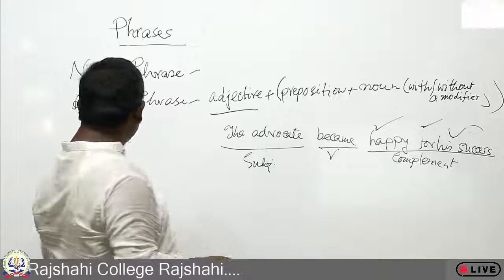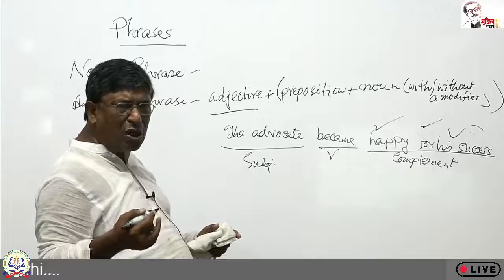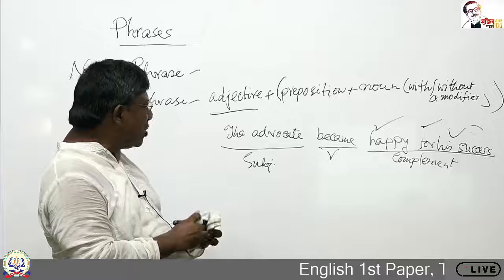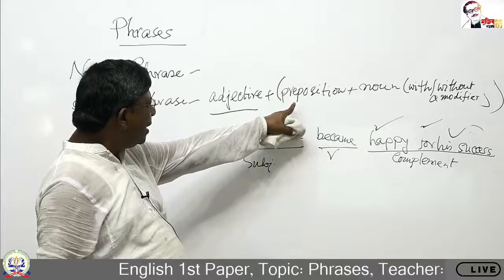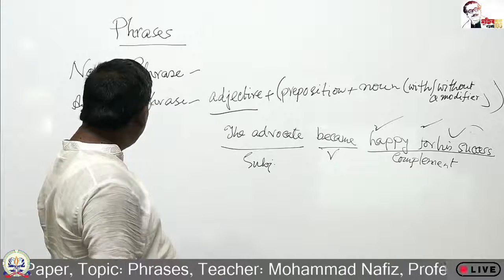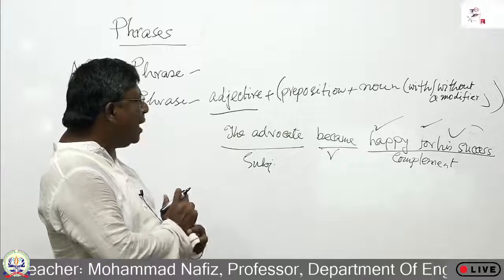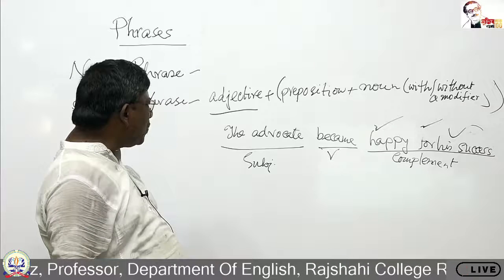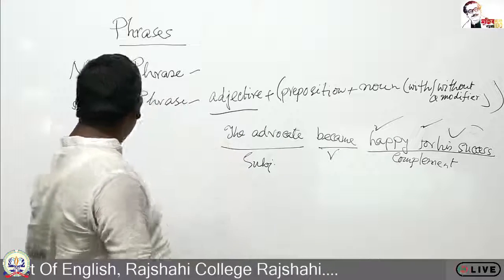In the earlier discussion, we learned the construction of a prepositional phrase or an adverbial phrase. And in that discussion, we learned that an adverb phrase or a prepositional phrase is made by a preposition followed by a noun with or without modifiers. Here in an adjective phrase, we have an adjective followed by a preposition and a noun with or without modifiers. That is, when the adjective is followed by preposition and noun, we may call it a prepositional phrase or adverbial phrase.